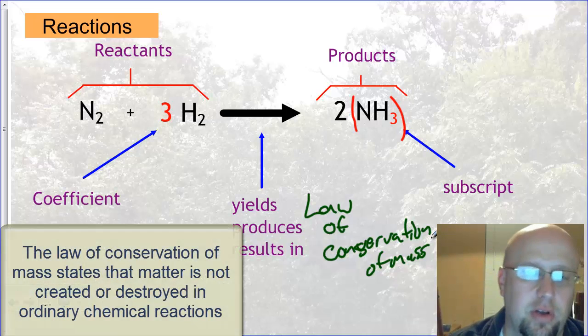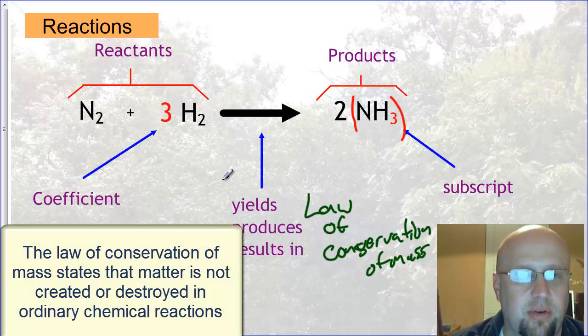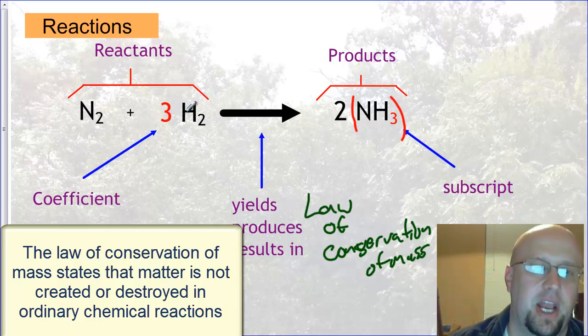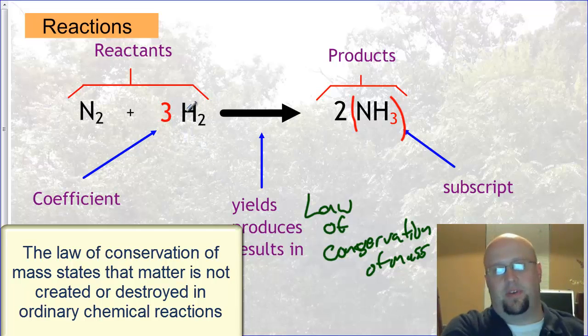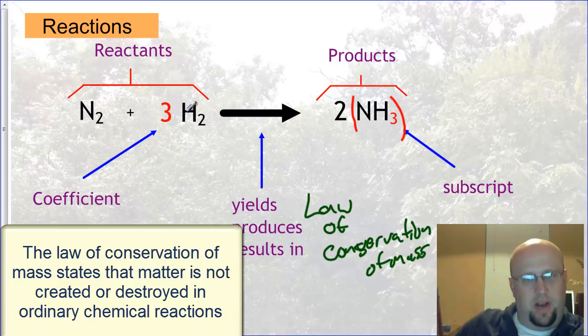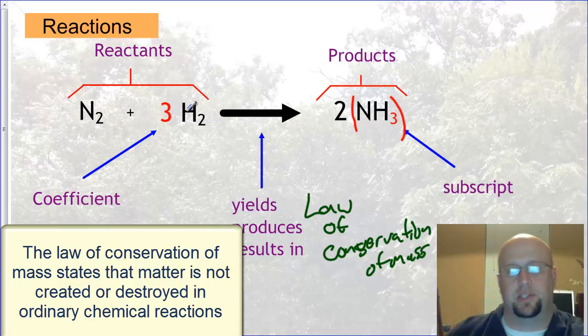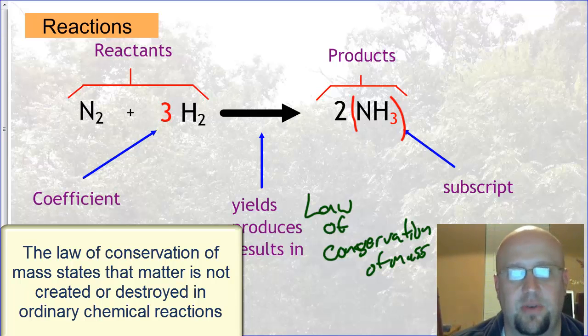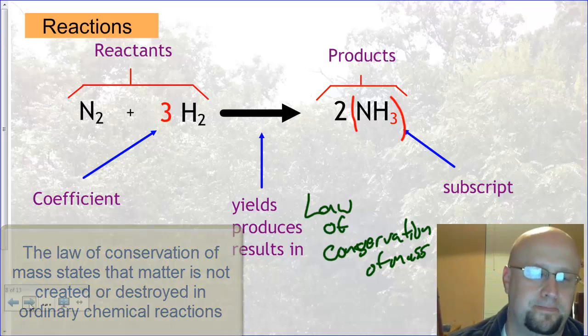If you recall, it says that in an ordinary chemical reaction, you don't create or destroy matter. And so what that means is that if I've got 2 atoms of hydrogen over here, I have to have 2 atoms of hydrogen on the product side as well. And so that's what the whole balancing reactions process is set up to do. It has to obey the law of conservation of mass.